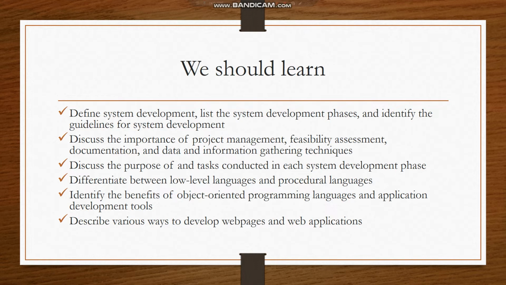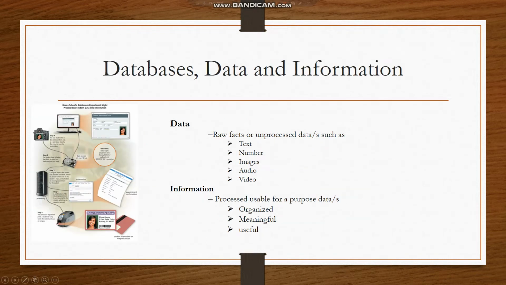The seventh is to discuss the purpose of and tasks conducted in each system development phase. The eighth is to differentiate between low-level languages and procedural languages. The ninth is to identify the benefit of object-oriented programming languages and application development tools. The 10th is to describe various ways to develop web pages and web applications. So let's start with databases, data, and information.